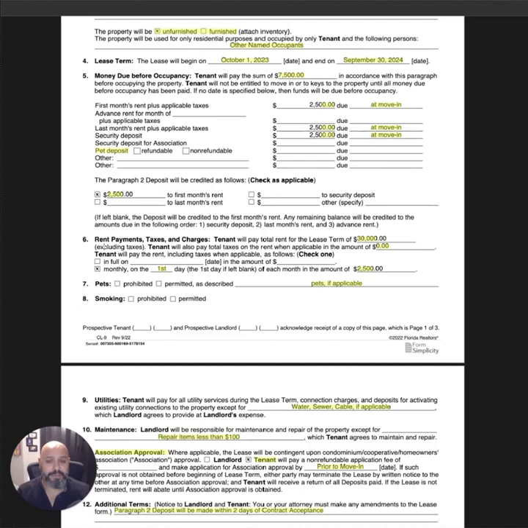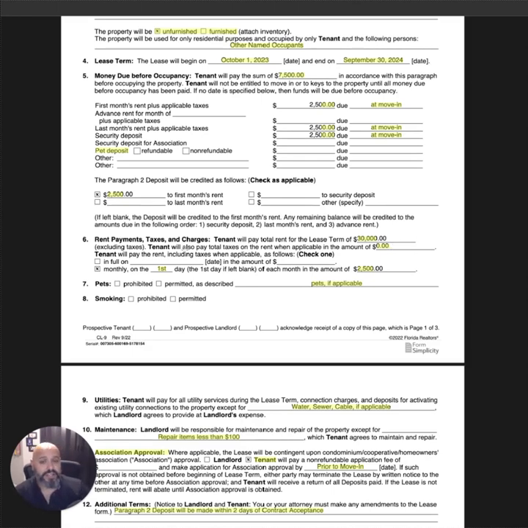Okay, the rent payments. This is paragraph 6. The rent payments, the total amount of the lease term. So $2,500 times 12 months is going to be $30,000. So the total rent for the term, the 1 year, is going to be $30,000. That's what we're putting here. If taxes are due, and in certain situations they will be, if taxes are due, we're going to put that number down here as well.